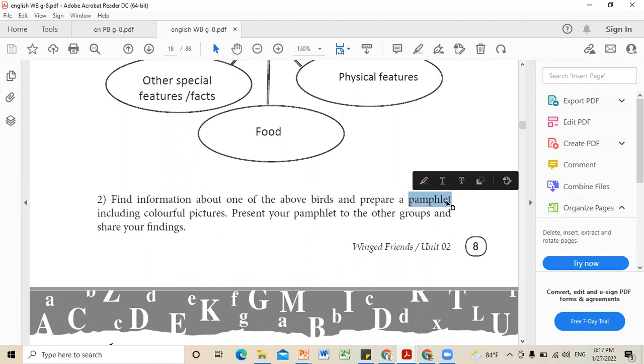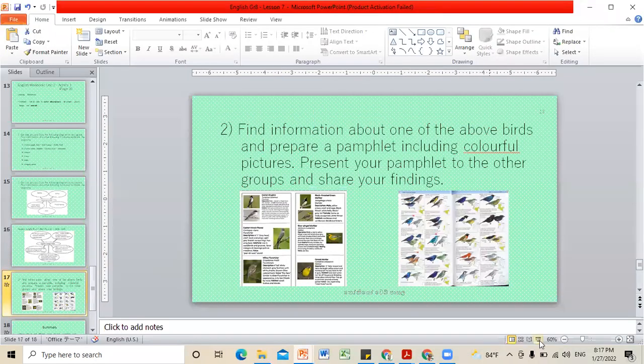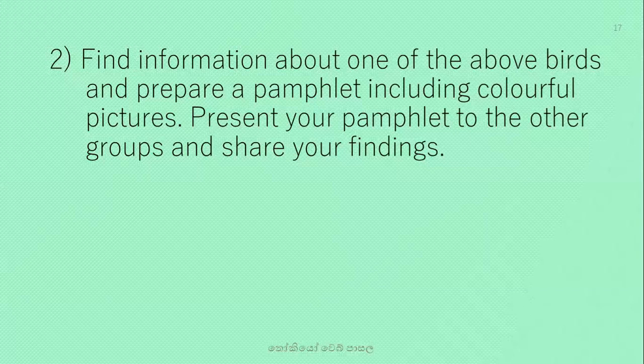So, what do you mean by pamphlet? P-A-M-P-H-L-E-T, pamphlet. That means a small book. So you need to know what a pamphlet is. I have just shown a couple of examples here, right?